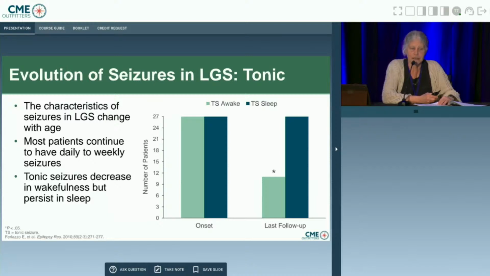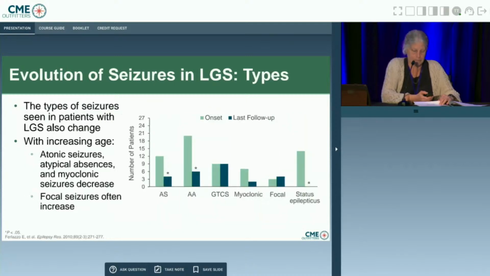So the characteristic seizure is still a tonic seizure, and we see that most of our patients continue to have daily to weekly seizures, but what's really important is we see these tonic seizures decreasing during wakefulness, but persisting during sleep. Now, oftentimes they can be quite subtle, and an EEG is very helpful to pick them up, but they are there during sleep. The other thing that we see is adjustment in other types of seizures.